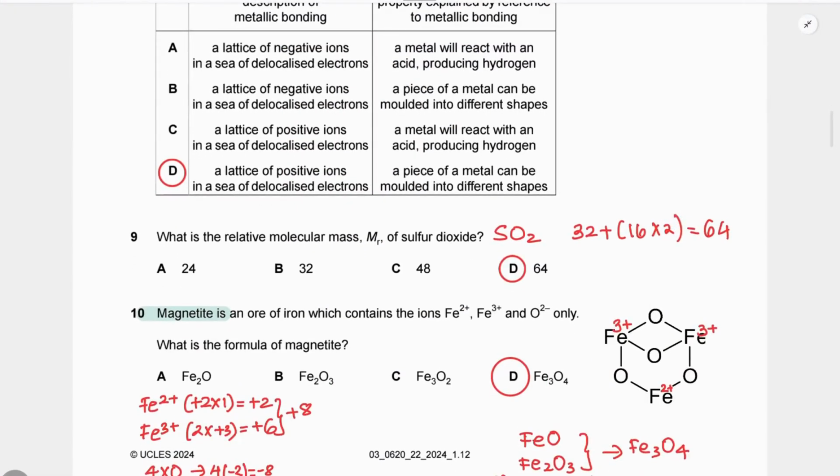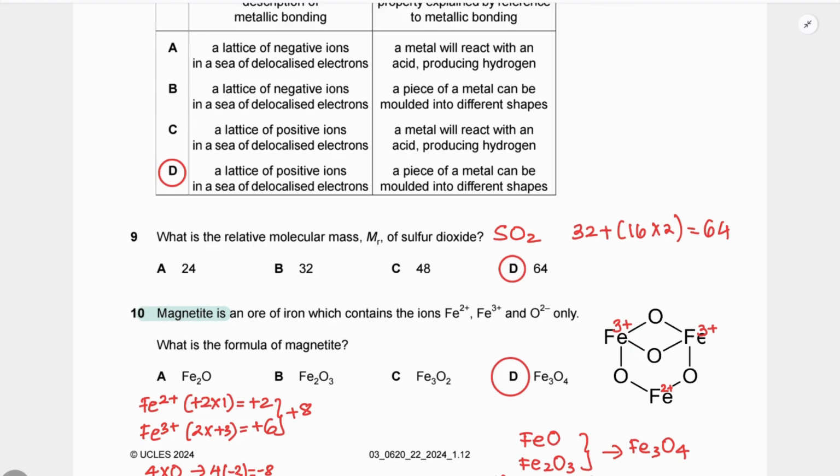Question 9. What is the relative molecular mass of sulfur dioxide? For finding the molecular mass of sulfur dioxide, first we will add all the elements which are given to us. So sulfur is 32 plus, and once we jump to the next atom, we have to do addition, which is plus. How many oxygen? 2. So that is 16 multiplied by 2, which gives me 64. So the correct answer is D.